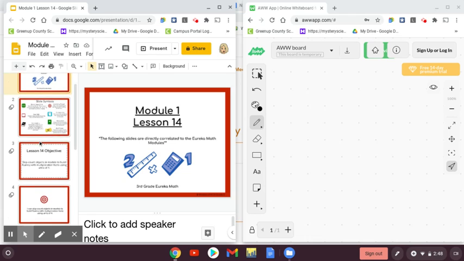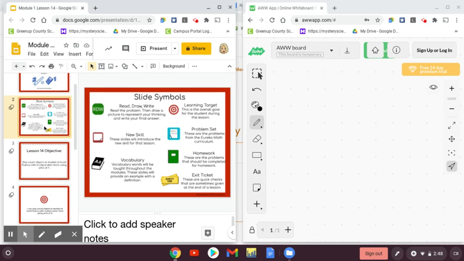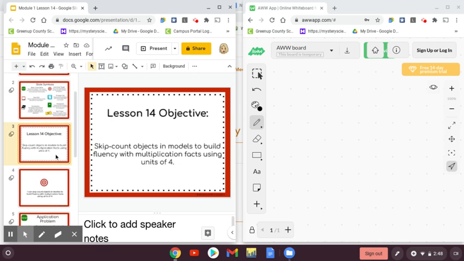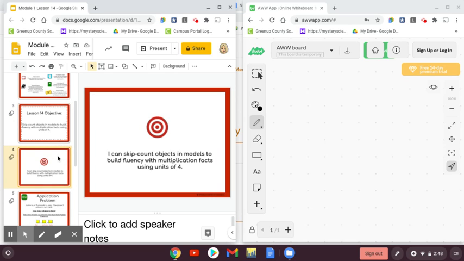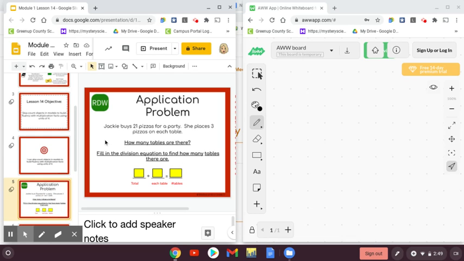We're going to start in math today with Module 1, Lesson 14. And our slides are all the same as we have been used to. So here's our slide symbols. Our objective for today for Lesson 14 is we're going to skip count objects in models to build fluency with multiplication facts using units of 4. So we're going to focus on skip counting by 4. Our I can statement today is I can skip count objects in models to build fluency with multiplication facts using units of 4.